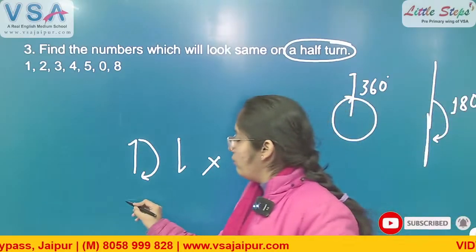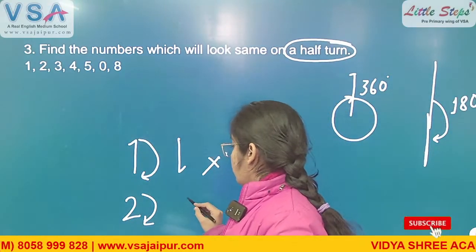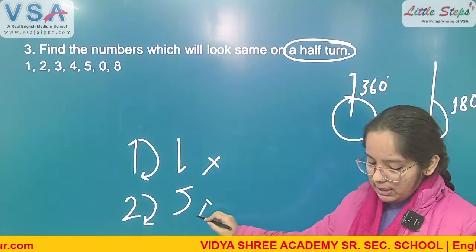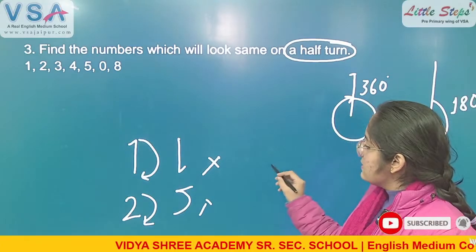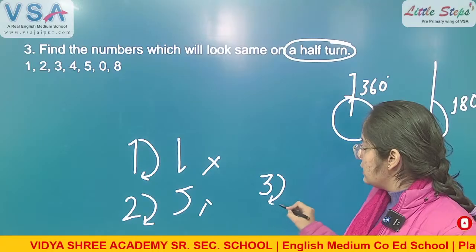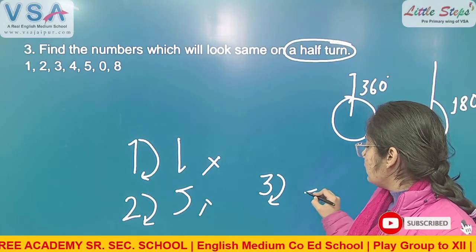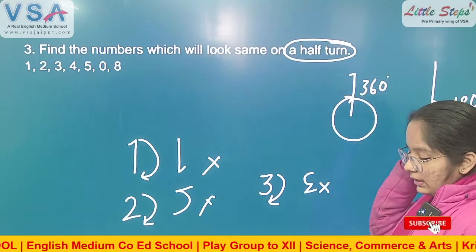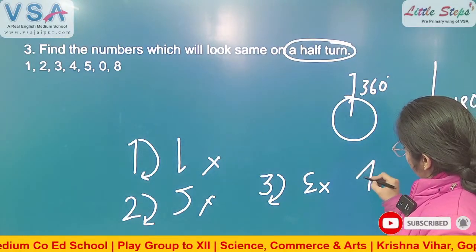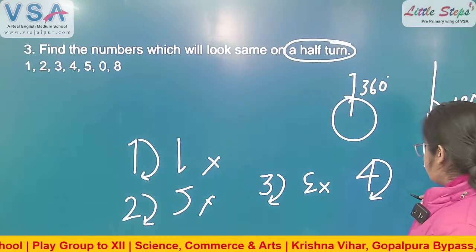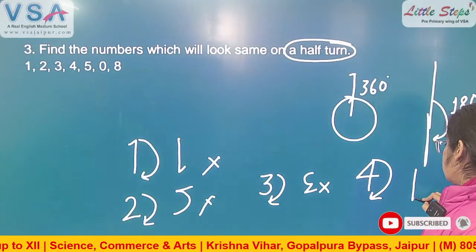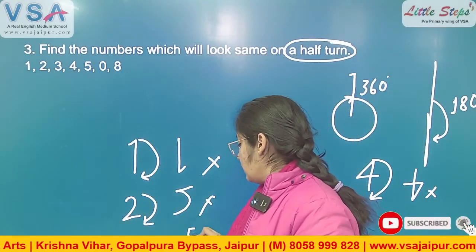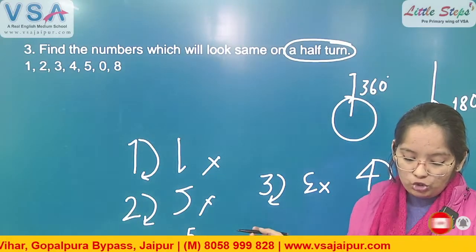Next is 2. When we do the half turn of 2, what will it become? It will become something like this, right? So it will also not remain the same. Next digit is 3. If we rotate it half the turn, it will become something like this. It will also not remain the same. Next digit we have is 4. When we give it a half turn, it will turn something like this. So it will not remain the same. Next one is 5. You can already comprehend that 5 will also change. It will not look the same.